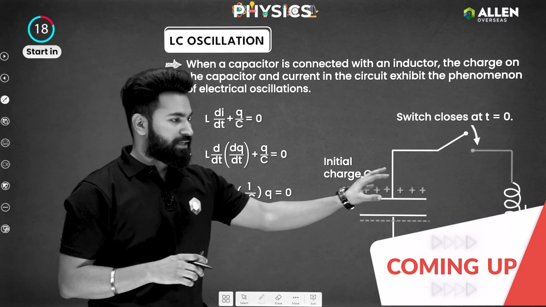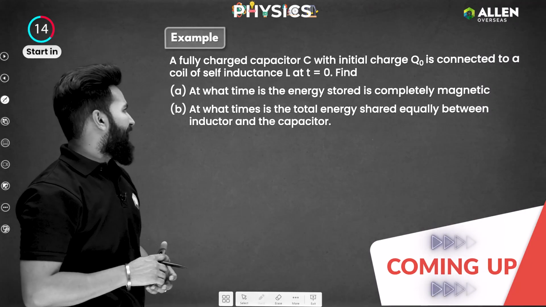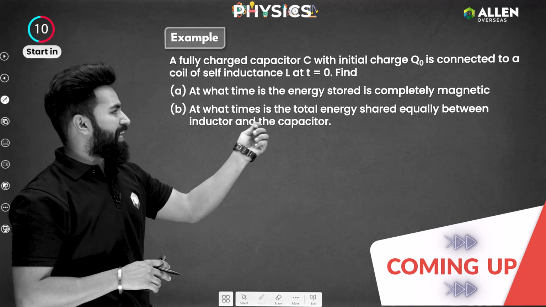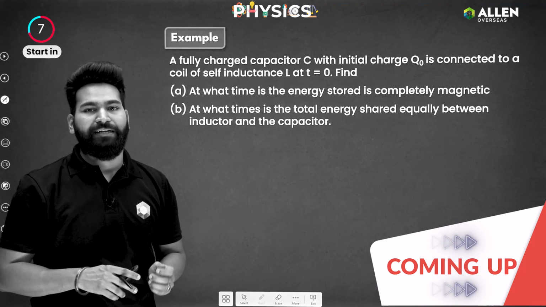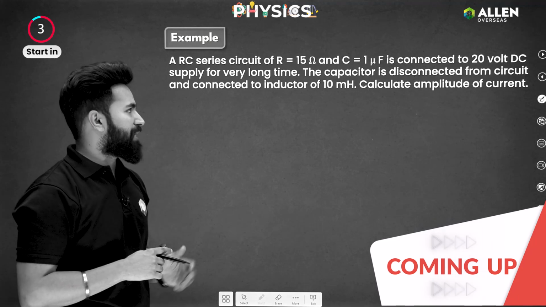So if we'll be using the KVL in this loop, we have to find at what time the energy stored is completely magnetic. We have to calculate simply the amplitude of the current.